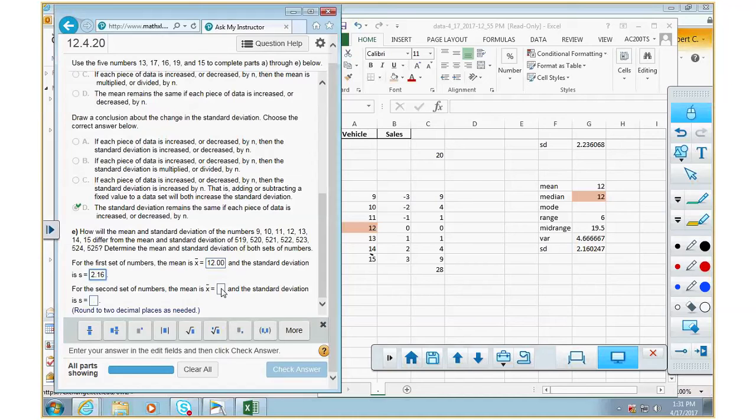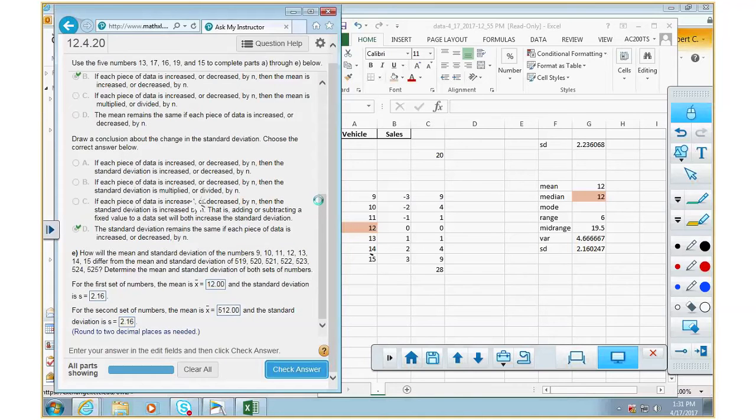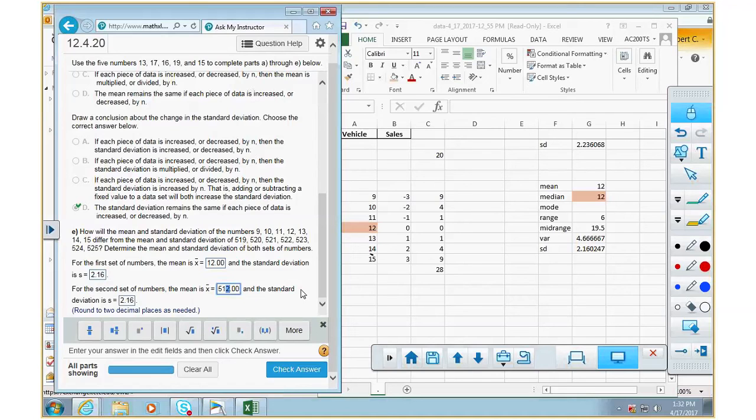Now, from what we've learned with the first part, what is the mean for the 500 set going to be? Add 500 to 12, what do you get? 512. And the standard deviation is what? That should be correct. Oh, I'm sorry, you got to take 35, so that's 5. So you got to add 522 then. Is that right?